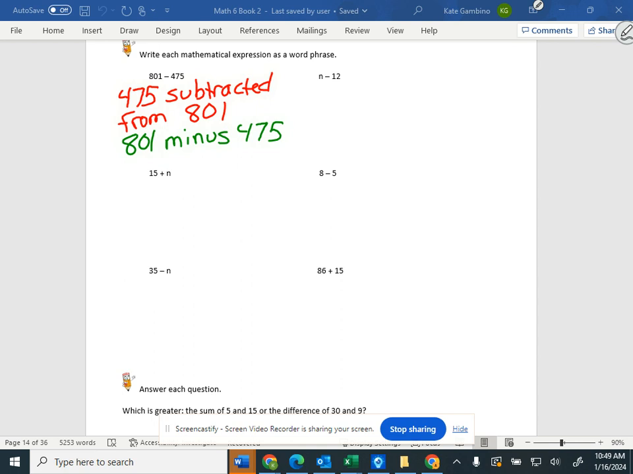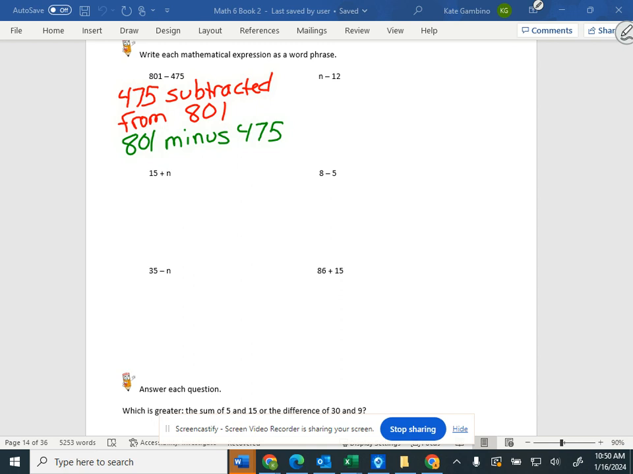Let's do the next one, n minus 12. What is another way that we could say that? Sawyer? 15 plus n. So it's n, and then a subtraction sign, and then 12. Oh, you went down. Yeah, let's go across. N less than 12?